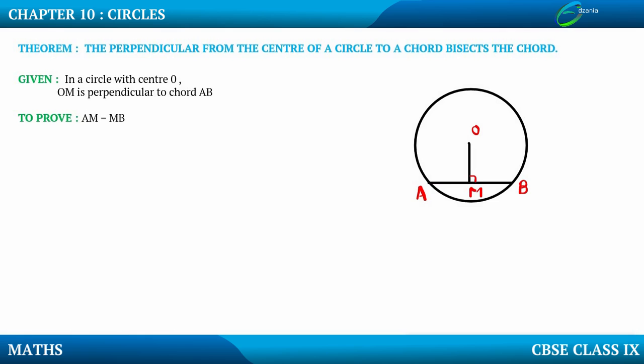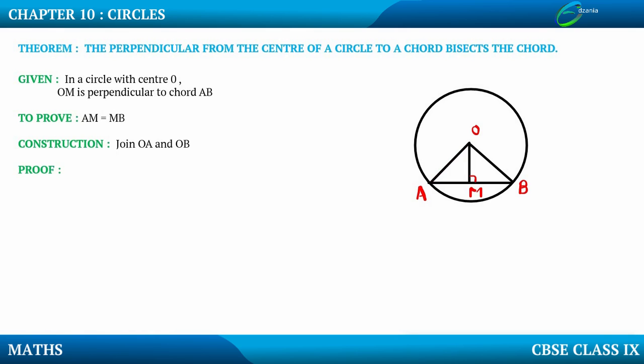For that we need a construction, and that construction is that we join OA and OB. So let me join OA, it would be like this. If I join OB, it has to be like this. So we have joined OA and OB. What happens after joining OA and OB? We get two triangles over here. Which are the two triangles? Triangle OMA and triangle OMB. Now let us try to prove the two triangles congruent.